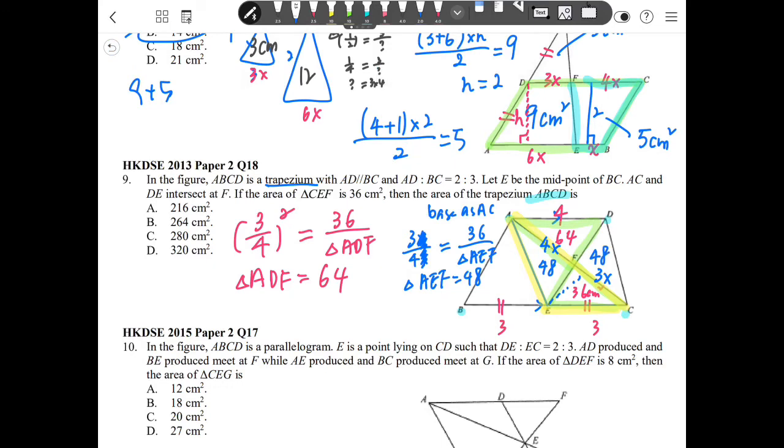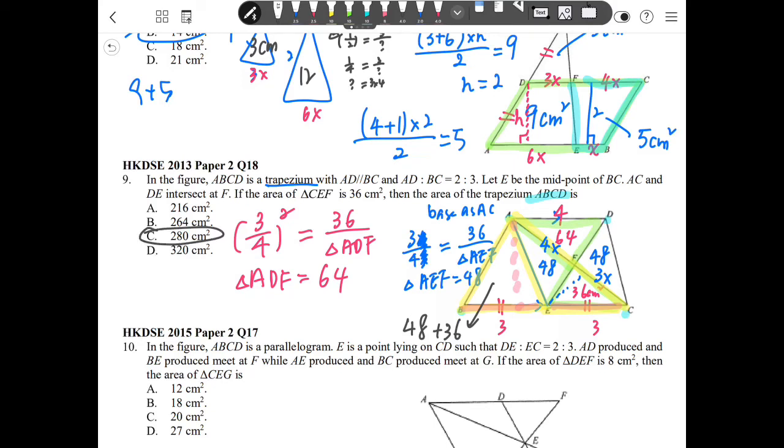Okay, so looking at the yellow one and this yellow one as well, we have got the same base and also the same height. And then this area actually means 48 plus 36 as well. So finally, for question number 9, I add up all the different parts, and the answer would be C.